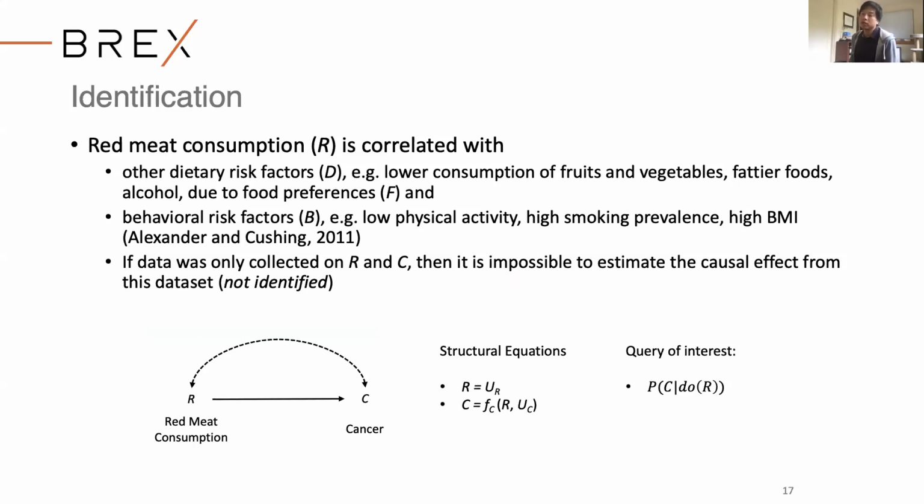We know, for example, that red meat consumption is correlated with other dietary risk factors. People who eat a lot of red meat tend to eat fewer fruits and vegetables. They tend to eat fattier foods in general. They're more likely to drink alcohol. It's also correlated with behavioral risk factors like low physical activity. They tend to smoke more, and they tend to exercise less.